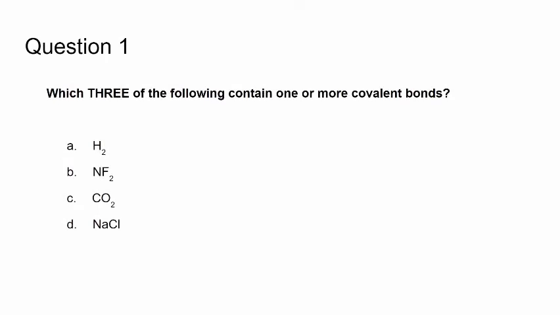First question is, which of the three following contain one or more covalent bonds? And then obviously we have our four choices there. My usual advice for situations like this is to use process of elimination, so not to freeze or freak out when you see it. You still have a 25% chance of getting it right even if you randomly guess.